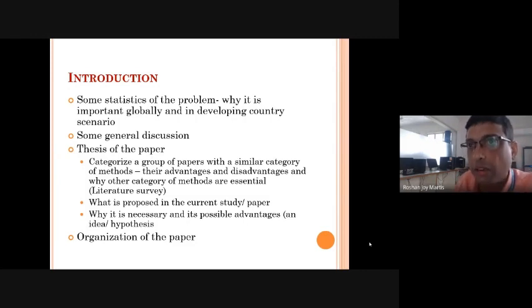Then the last portion of your introduction is the organization. Here you are writing the introduction, right? At the end of the introduction, you have to mention what section 2 gives, section 3, section 4, section 5, and which section concludes. References you need not mention in the organization.